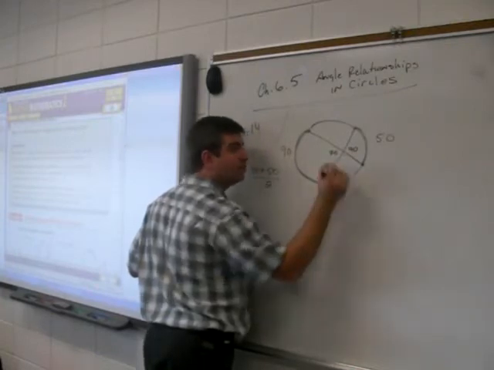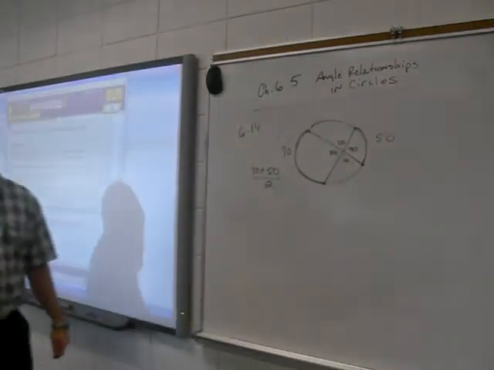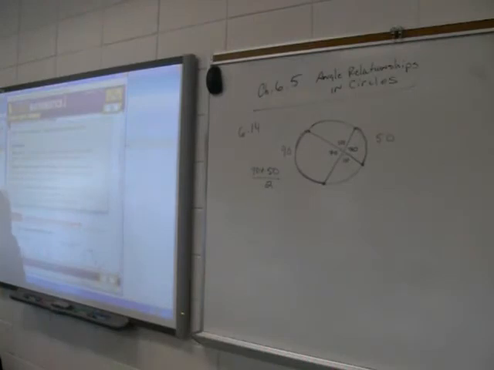What is it? 110. How'd you get that? What's the right word? Geometry starts with an S. They're supplementary. Right? 70 and 110 have to add to 180. So they're supplementary. Okay? Questions?